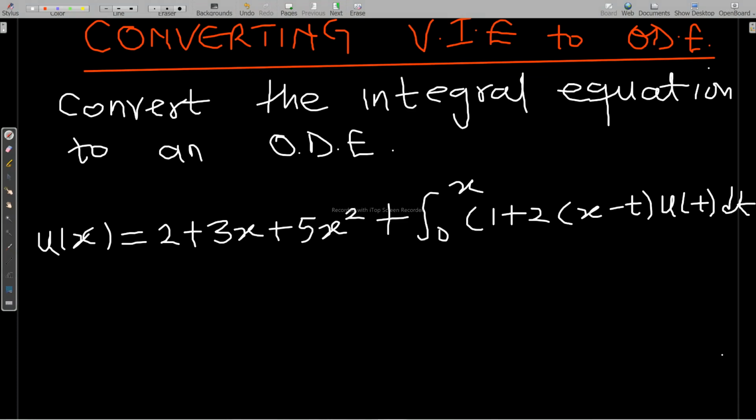And in this lesson, we'll go through another example of converting an integral equation to a differential equation. Specifically, converting a Volterra's integral equation to a differential equation.